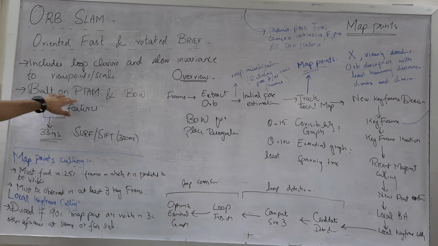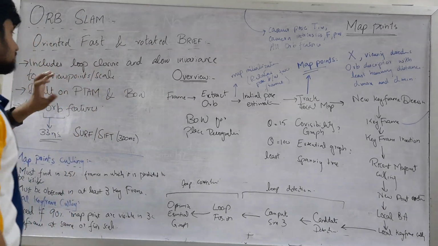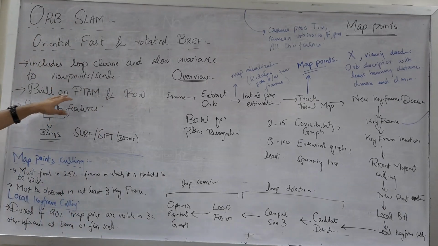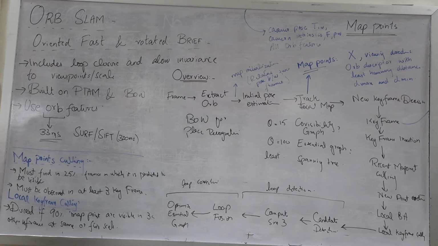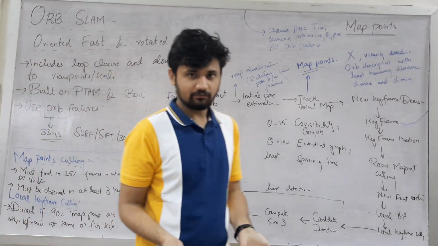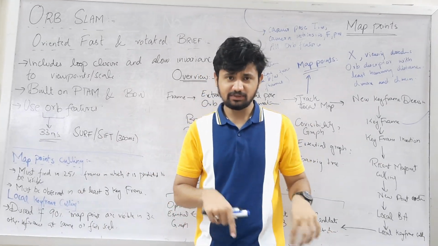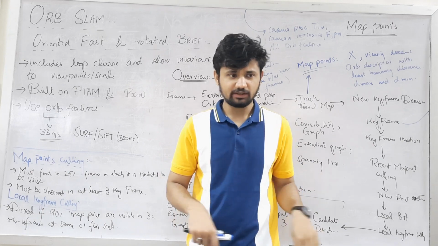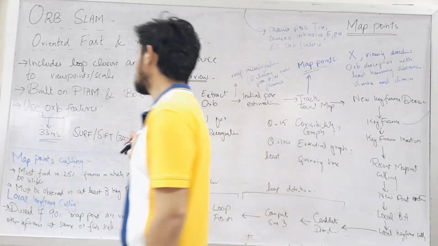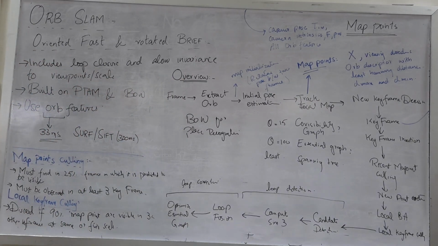It is built on PTAM and bag of words. Place recognition is done by bag of words, and the localization and mapping is almost like PTAM, parallel tracking and mapping. Again, obviously, it includes loop closure. It will detect whether the robot has come to a previously visited place, which is the closing point where the loop is closed. It can detect that, and obviously it allows for invariant images.